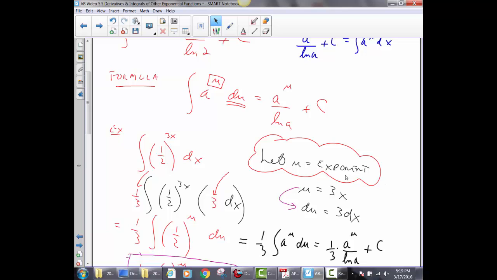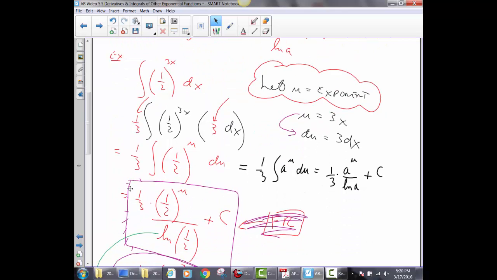Again, you're going to let u equal the exponent. So if you have the integral of a half to the 3x, you'll let u equal 3x. Your du is 3 dx. I have the dx, I don't have the 3, but I can introduce and counteract. I have 1/3 times the integral of a half to the u du. Well, the integral of a to the u is a to the u du.